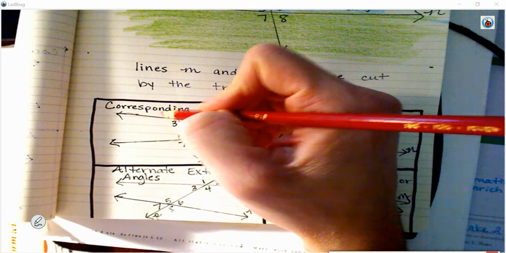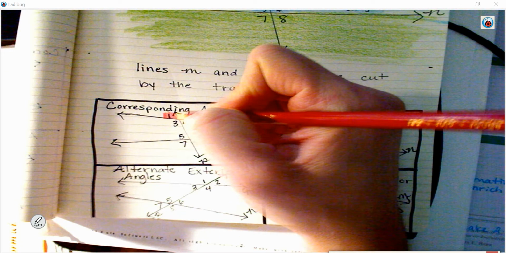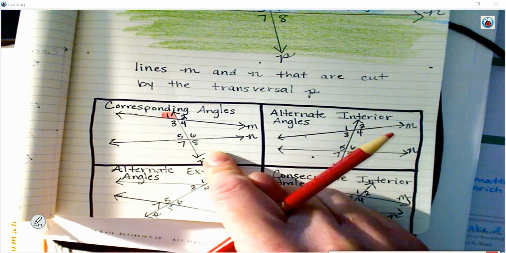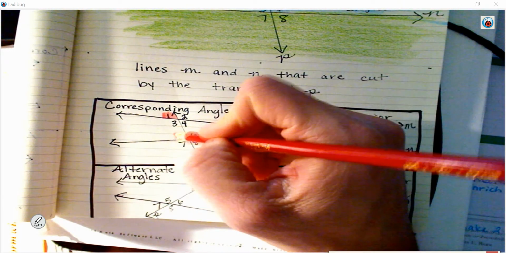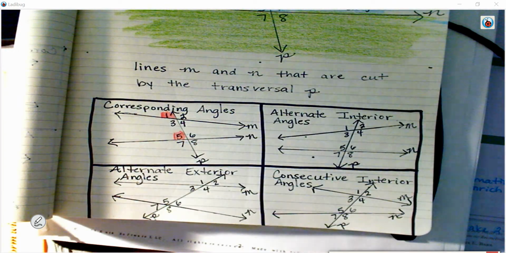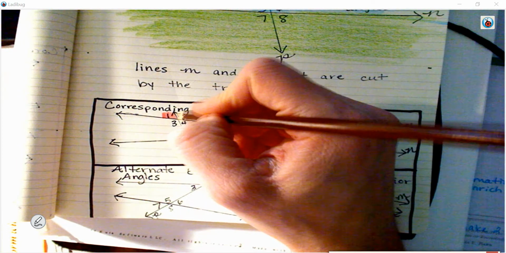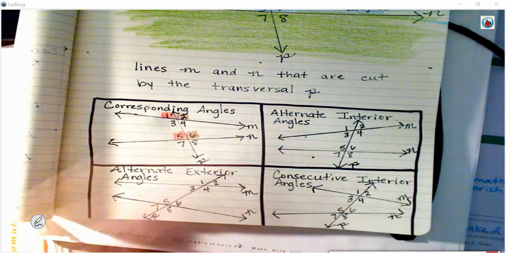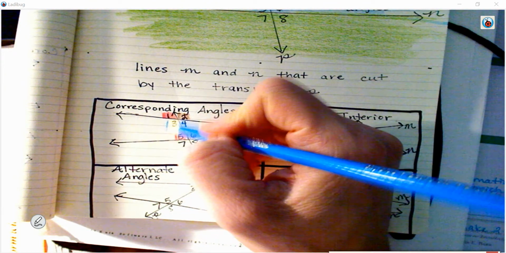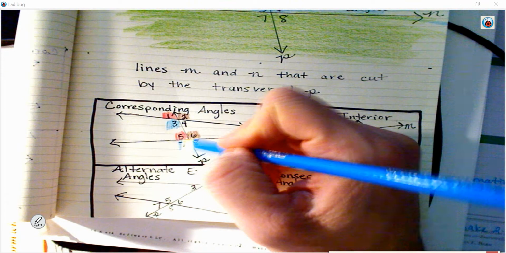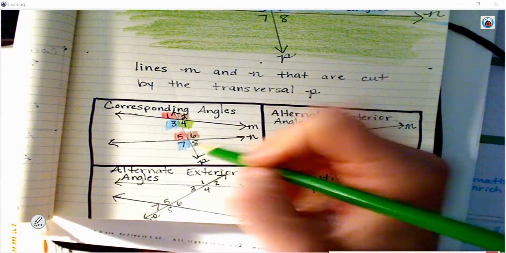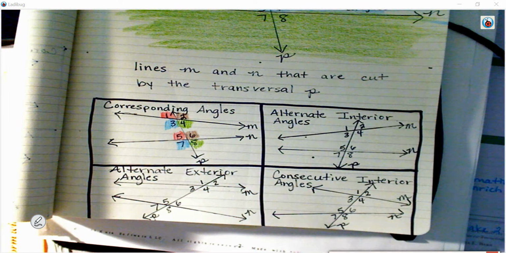So if I take angle 1, and I say in this other set of angles, which one matches up to angle 1 or is in the same location as angle 1? Well, that'd be angle 5. Good. If I take angle 2, what matches up to angle 2? Angle 6. If I take angle 3, what matches up to angle 3? Angle 7. And angle 4, what matches up to it? Angle 8. Right. So corresponding angles, you just find the parts that match up.